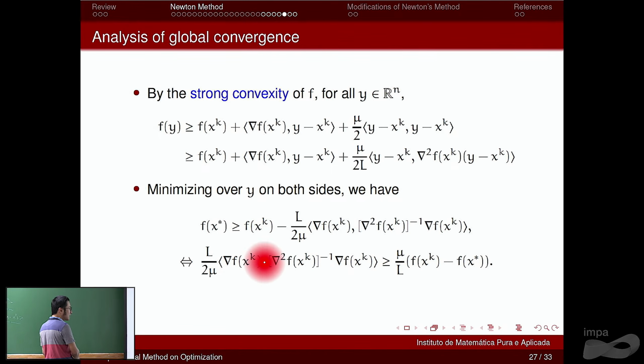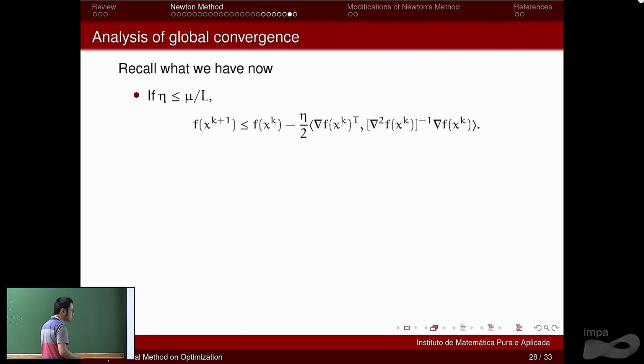So remember, from the strong convexity we got another inequality. So up to now we have two inequalities. First, if the step size is less than this constant, from the Lipschitz continuity we get this inequality.